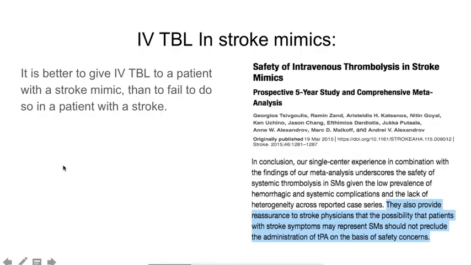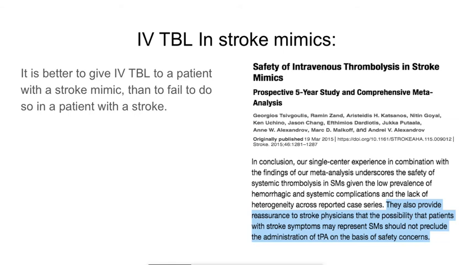And what about thrombolyzing stroke mimics? Well, I put here this article. This is a meta-analysis, as you can see. In this article about 516 patients were included, 560 patients were thrombolyzed, and of these 75 were mimics, of which only one had a major bleeding, and this patient actually died, but it was one out of the whole group.